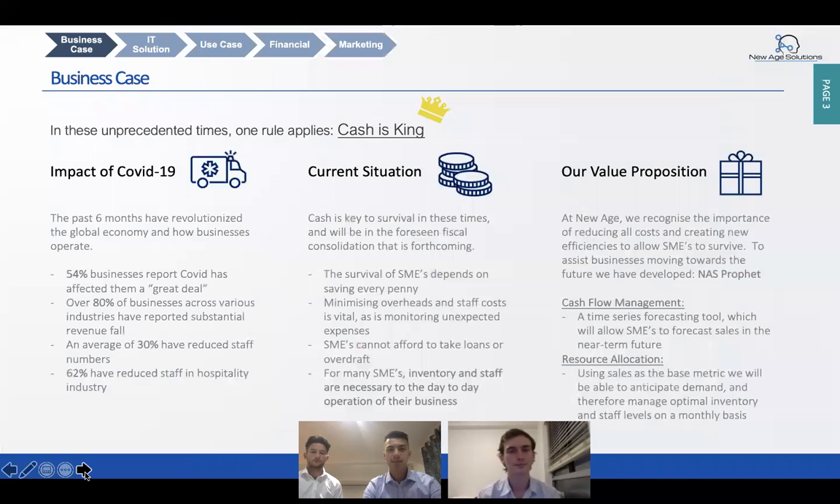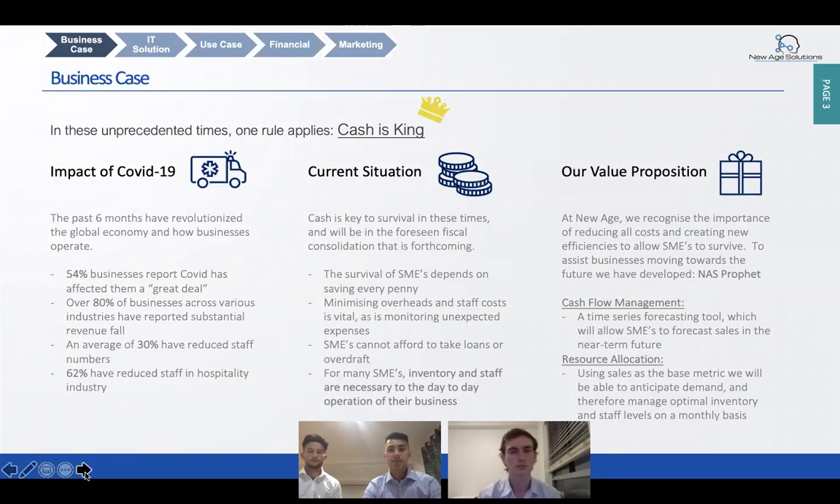So in these strange and truly unprecedented times, we have seen one thing apply: cash is king. And it is truly the fundamental driver to the survival of businesses, especially SMEs. Over the past 6 months, COVID has revolutionized not only the world, but also how businesses within it operate. As we've seen, over 50% of businesses report that they've been affected a great deal by COVID, and over 80% of businesses have reported that they've had some sort of fall in revenue.